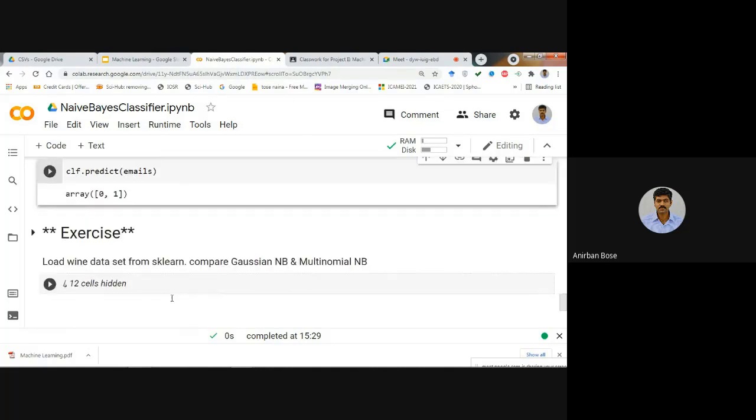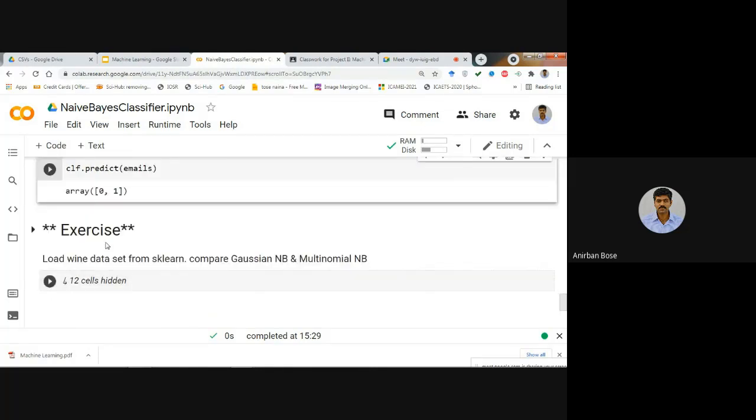Okay. So finally, you have to do this exercise where you import the wine dataset from sklearn, and then compare the Gaussian naive Bayes and multinomial naive Bayes on the dataset, and check which one is giving the better score. Okay, thank you.